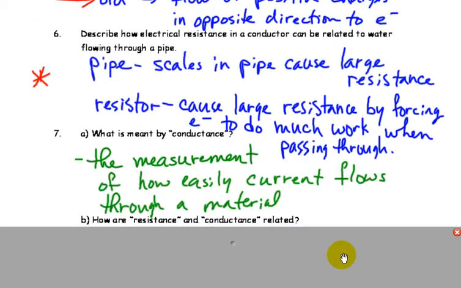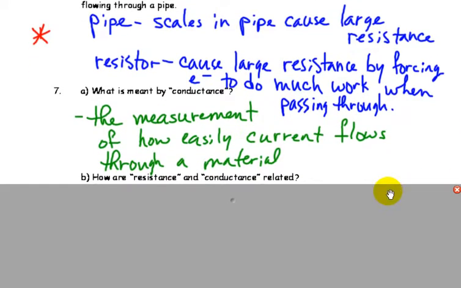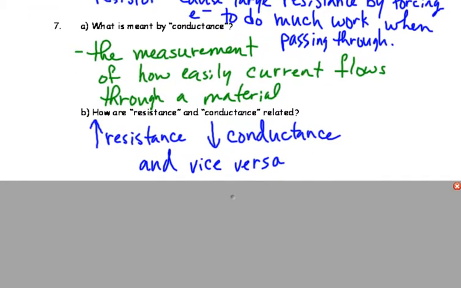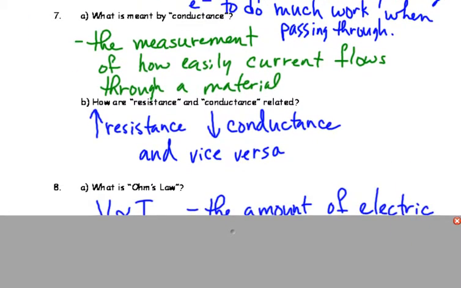7, conductance, the measure of how easily current flows through a material. So of course you can see conductance and resistance are opposite. Resistors cause electrons great difficulty in getting through, whereas conductance looks at how easily it can go through. So as you raise the resistance, you lower the conductance, and vice versa. If you raise the conductance, you lower the resistance.